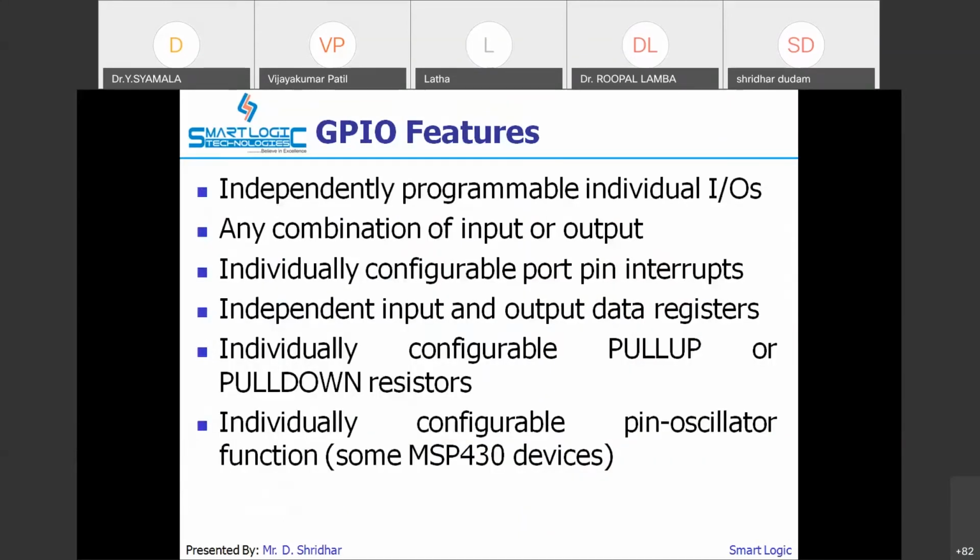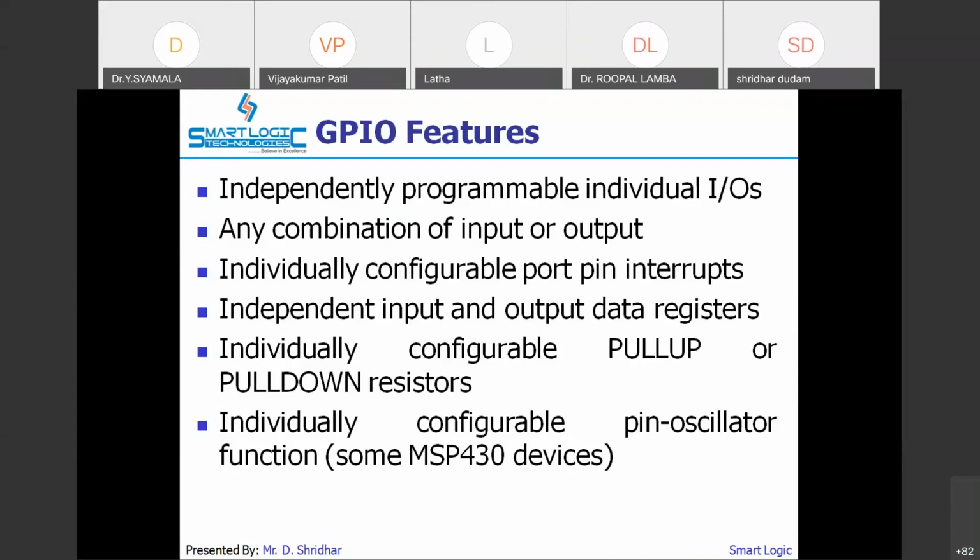We can independently program the individual IOs for functionality, whether you want to use them as input or output. You can decide any combination of input or output. It's always important that you first configure the port pin and then use it. You can also configure port pin interrupts. This is a newer feature coming up nowadays, and most controllers give this facility, so every pin can act as an interrupt pin.